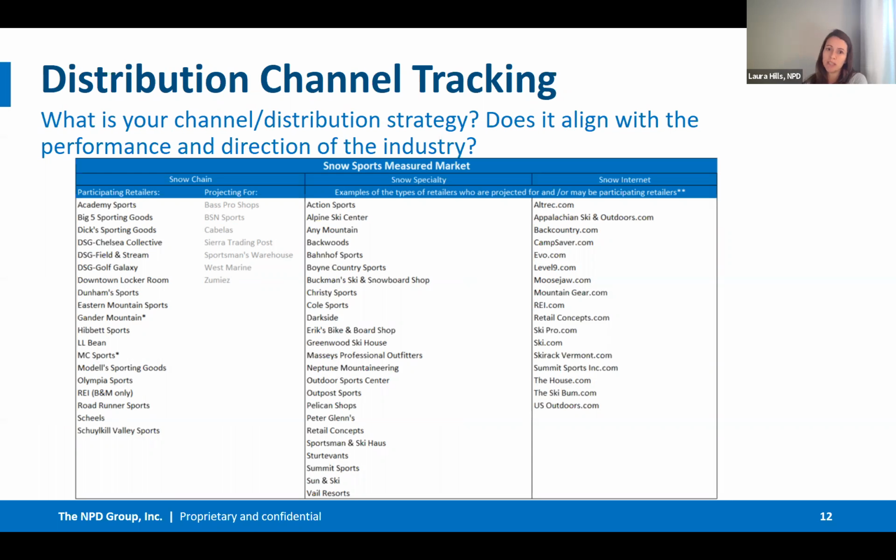Here's how NPD segments the channels of business within the snow sports industry. So we have Snow Chain on the left. This is your full participating set of retailers, as well as the gray column to the right that represents the retailers that we are projecting for. In the center, this is an example of the snow specialty dealers and the types of retailers that would fall in that bucket. This is not an exhaustive list the way that it is within Snow Chain. And then on the right is the example set of retailers that feed the snow internet channel. So this is how we'll segment the market today.